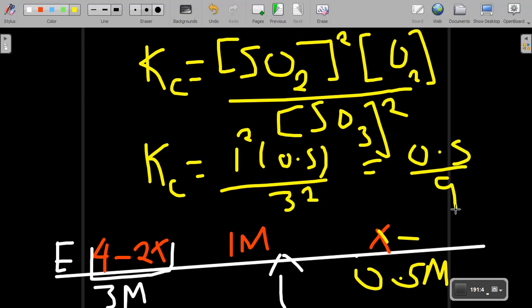So if you are to divide that, what are we going to have? So 0.5 divided by 9 will give us 0.055. So it will just be 0.06. Okay, so therefore our Kc is equal to 0.06.